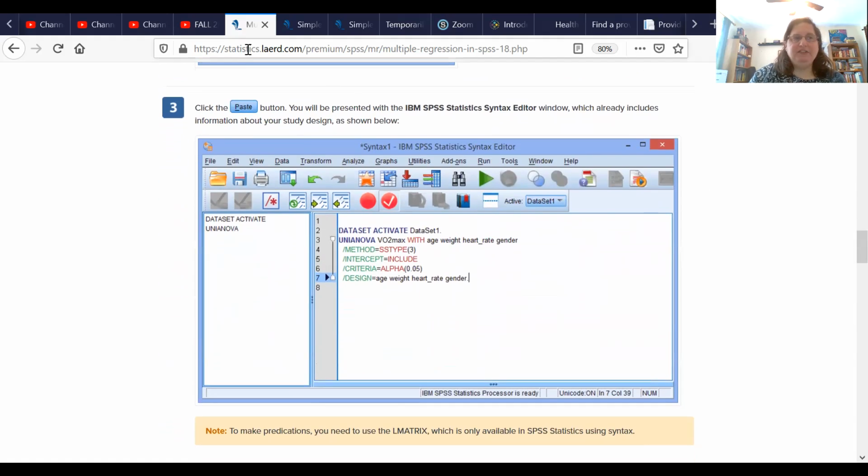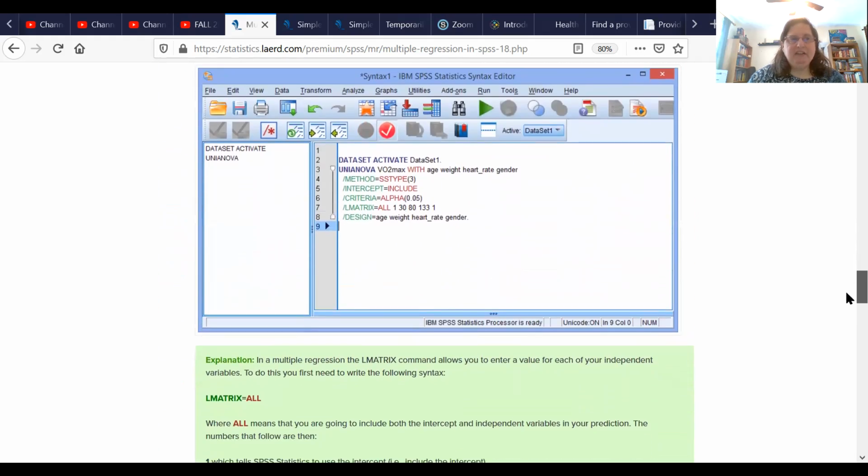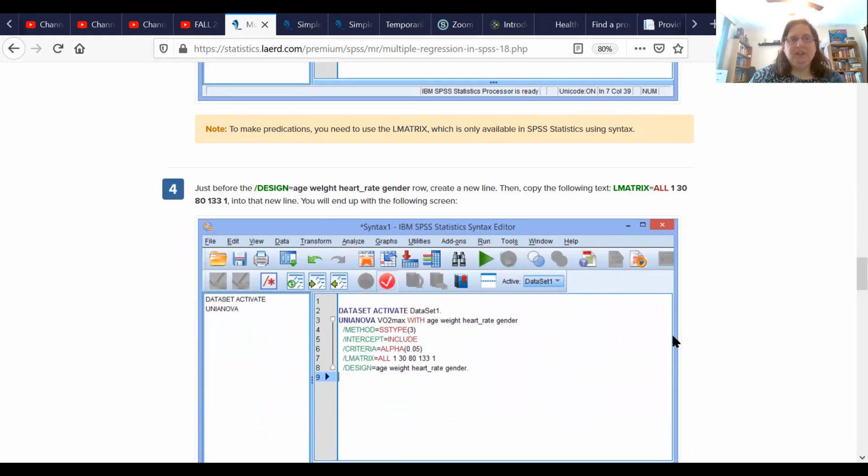Then click paste. It pastes it into your syntax window. Then we're going to add the following line just before design. We're going to add this line called /LMATRIX equals all 130, 80, 133, 1.